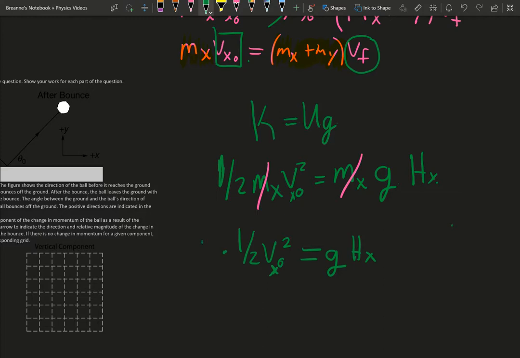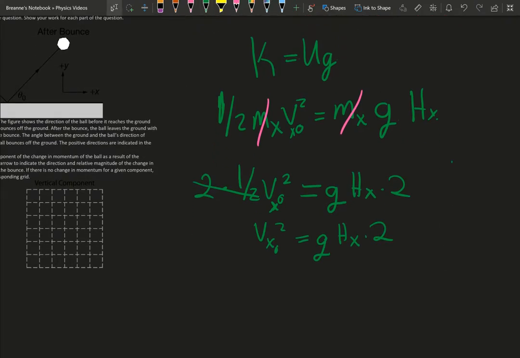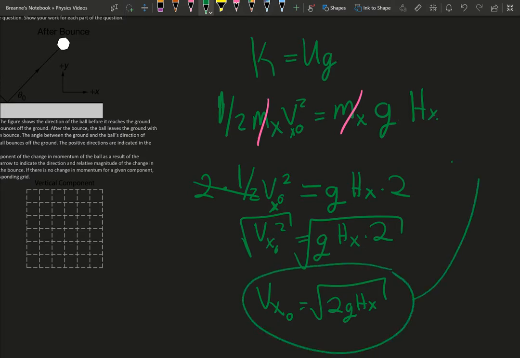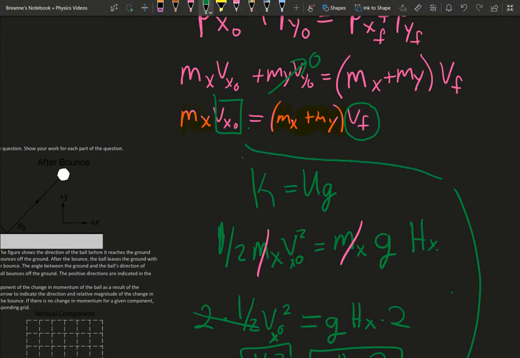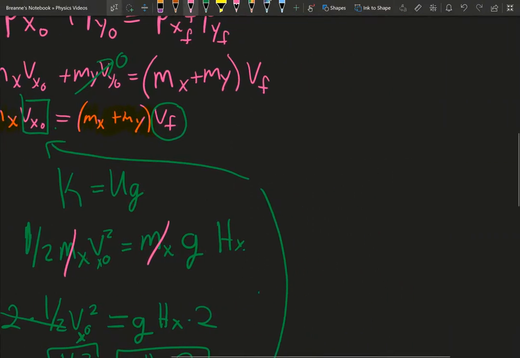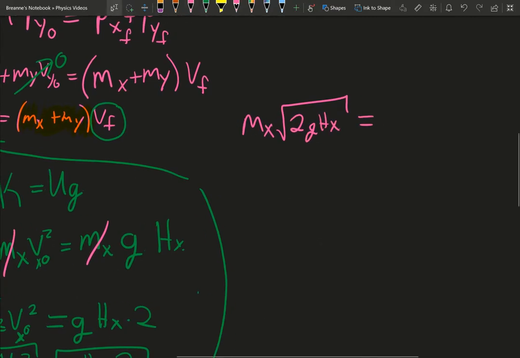We have the 1/2. To get rid of the 1/2, you multiply both sides by 2. So you get Vx naught squared equals 2 g hx. We need to get rid of the square, so we take the square root. We get that Vx naught equals the square root of 2ghx. Now you can plug this back into that mess there. So you get mx times the square root of 2ghx equaling mx plus my times v final.